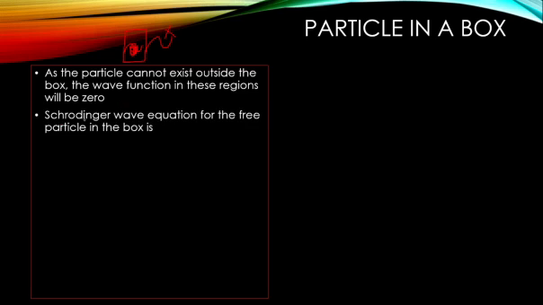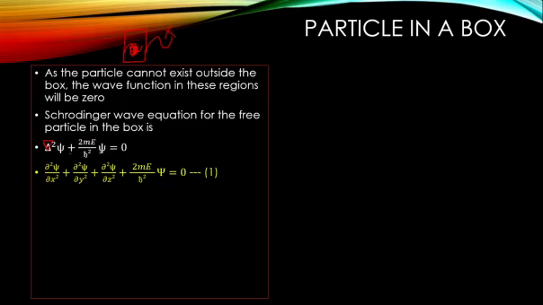So let us set up the Schrodinger wave equation for the free particle in the box. We have seen that it is given by del square psi plus 2mE by h cut square psi is equal to 0. And instead of the Laplacian operator del square, we can express it in terms of x, y and z as dou square by dou x square of psi plus dou square by dou y square of psi plus dou square by dou z square of psi plus 2mE by h cut square psi is equal to 0.